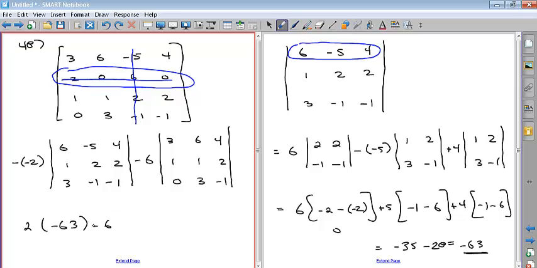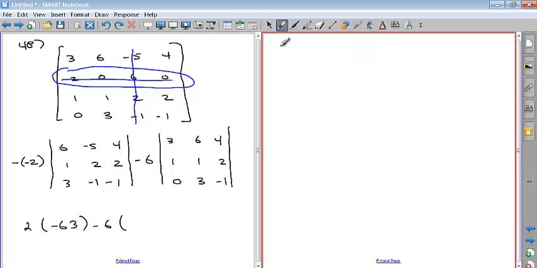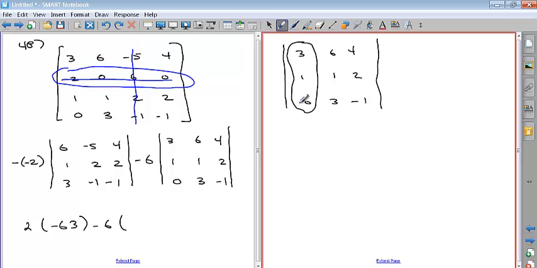Okay, then we're going to have minus 6 times the next part. So let me go ahead and add a page here. So we do the second matrix, which is 3, 6, 4, 1, 1, 2, 0, 3, negative 1. So I'm going to choose the first column because that has a 0 in it. So that means I have to do one less calculation. So I take this number 3, which is positive because the upper left-hand corner is always positive. And if I cross out this and I cross out that, I'm left with 1, 2, 3, negative 1.